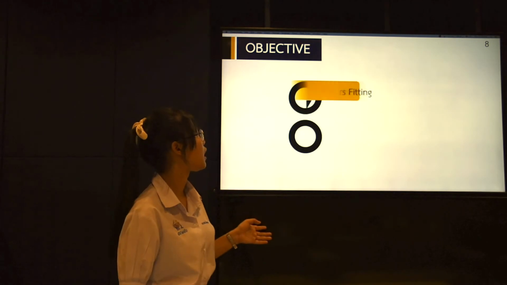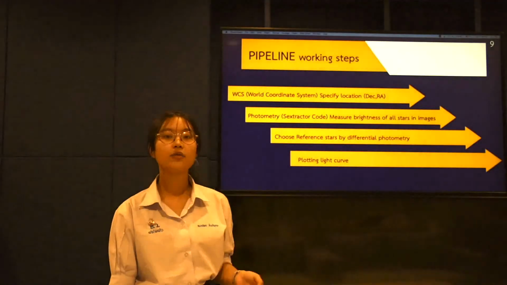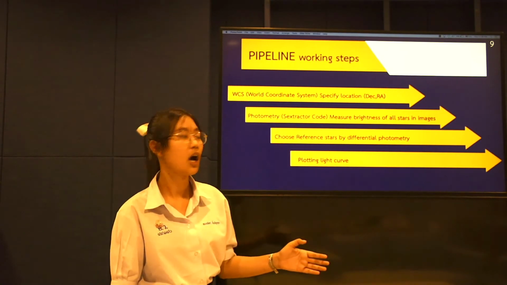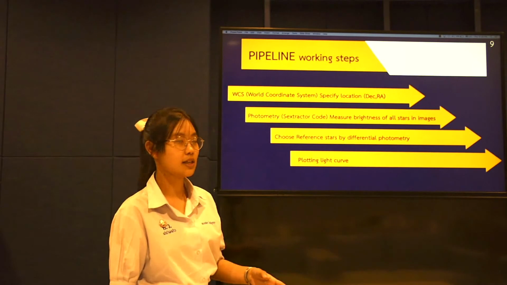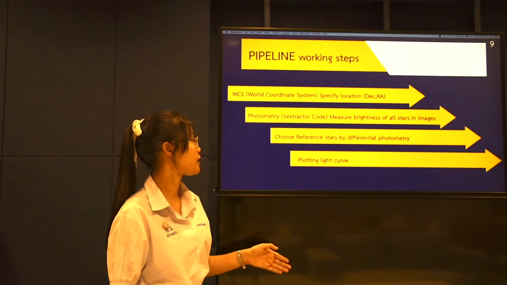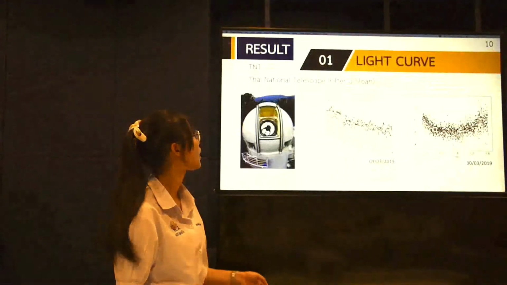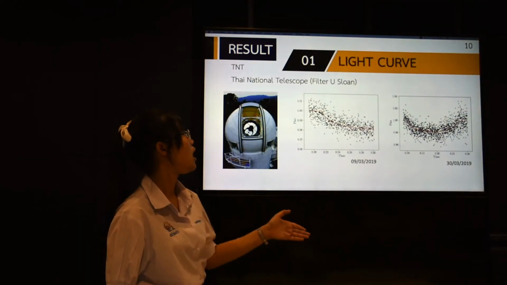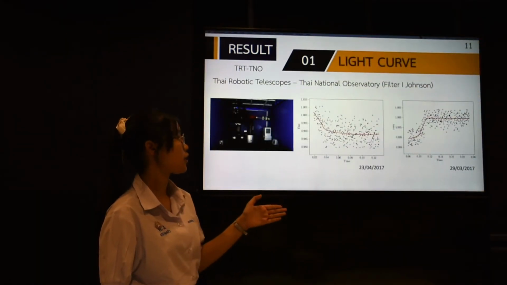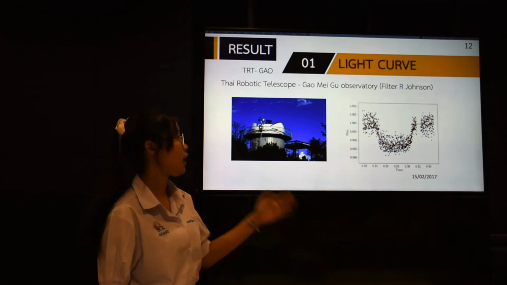These are the objectives about the parameter fitting and the atmosphere. This slide will show you the pipeline working steps. The pipeline will specify the location of the star in the images, and then measure the brightness of all stars in the images, choose the reference star by differential photometry, and then plot the light curve. These are the results from the Thai National Telescope with the U-band. This is from the Thai National Observatory in the I-band. And this is from Kamaigu Observatory in the R-band.